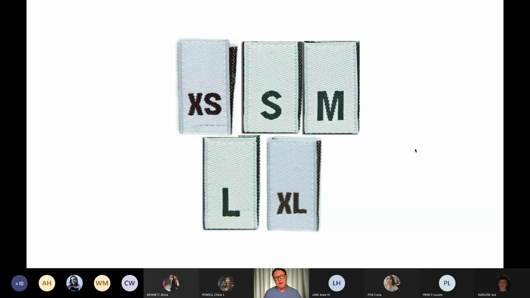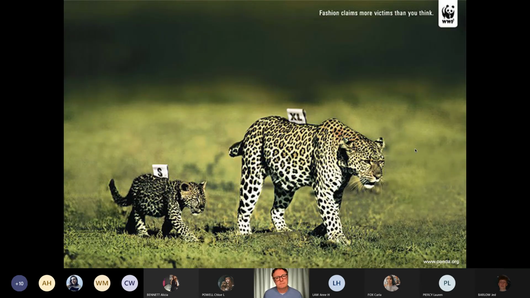In the same way that you have different sizes, don't you? You only have to look at the label to see that there's extra small, small, medium, large, extra large, and how often your options are across all those sizes. So this is how the two are brought together in a campaign. So fashion claims more victims than you think.